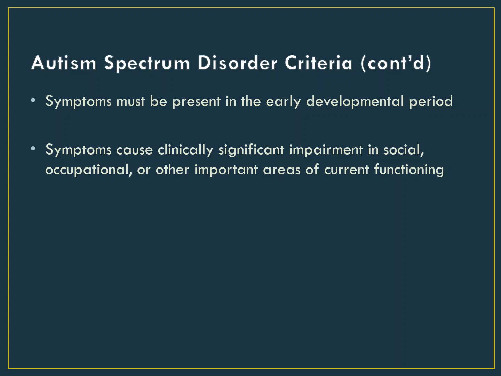Finally, these 2 categories of symptoms must be present in the early developmental period. While there is not a specific age stated in the criteria, typically these symptoms are recognized in the 2nd year of life, where parents start to notice language delays or abnormalities, lack of social interest, and odd play patterns. These symptoms must also cause significant impairment in functioning.